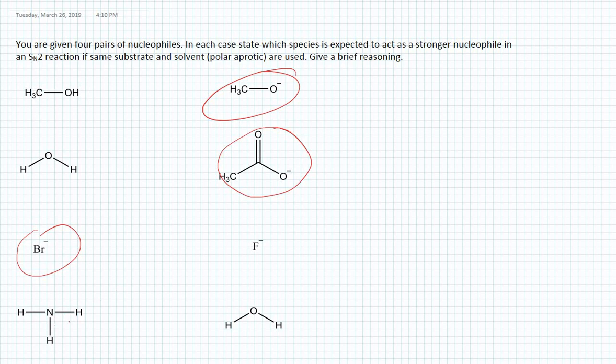So if the two of them will donate their lone pairs, which one will be easily donating? Nitrogen, since it's less electronegative and also its atomic size is bigger than oxygen, will be able to easily donate its lone pair electrons when it's making a bond with a substrate. So let's circle that. This will be a more nucleophilic or stronger nucleophile than water.